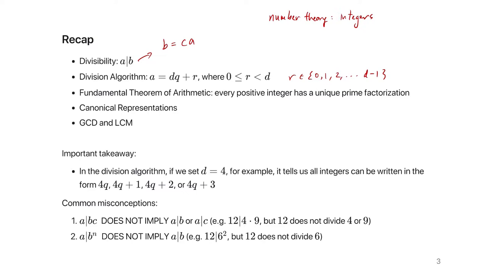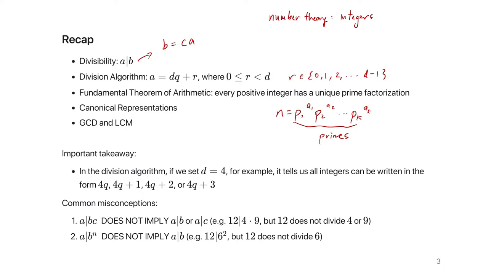We also talked about the fundamental theorem of arithmetic, which states that every positive integer has a unique prime factorization. We talked about canonical representations of numbers, so writing n as p1 to the a1, p2 to the a2, up to pk to the ak, where these are primes, and the exponents tell us how many of each prime we're including in our product. And we also talked about the ideas of the greatest common divisor and lowest common multiple. For the greatest common divisor, we take the minimum of pairwise exponents, and for the lowest common multiple, we take the maximum of pairwise exponents.